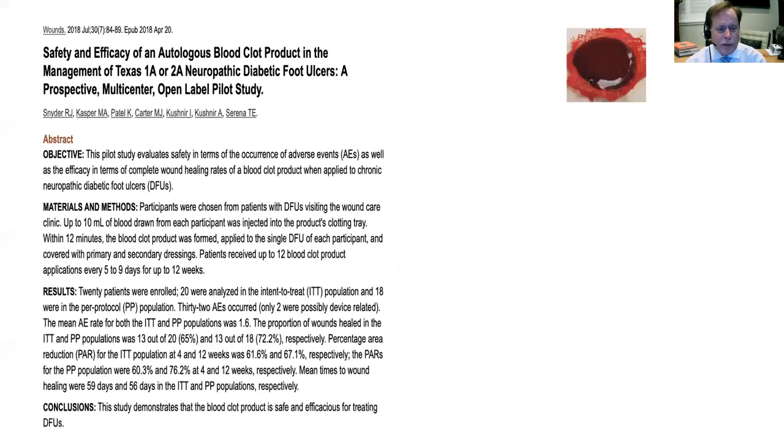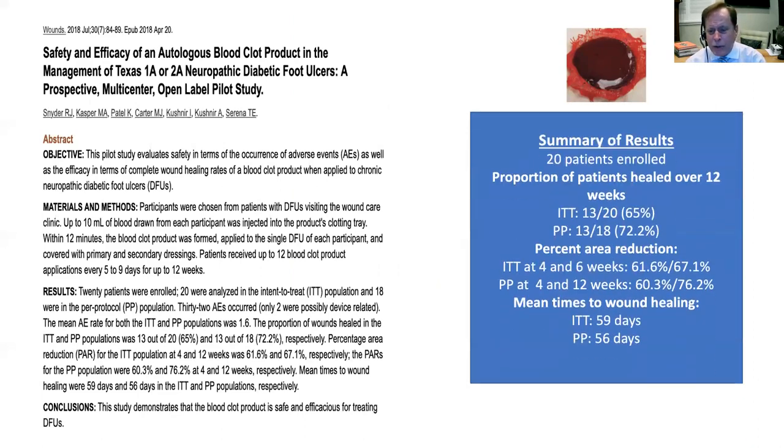I was involved in this trial in 2018. It was an open label pilot study. It was 20 patients. And we looked at the proportion of patients that healed over 12 weeks. And of course, we look at a very important result, and that's the intent to treat group, which was 65%, the per protocol group about 72%.